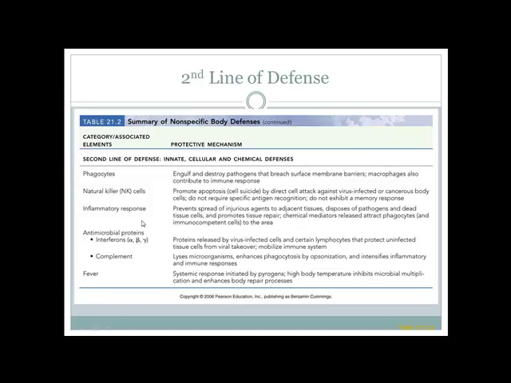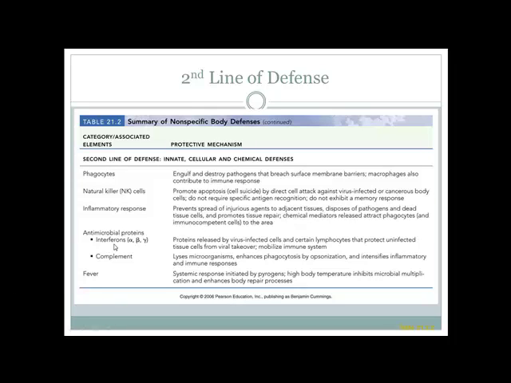The inflammatory response is going to wall off an area and prevent the spread of microorganisms to adjacent tissues. It'll also be there to get rid of pathogens and dead tissue cells. So if you get an infection or an injury to an area, it's going to wall it off and make sure none of the microorganisms that got into your body spread.